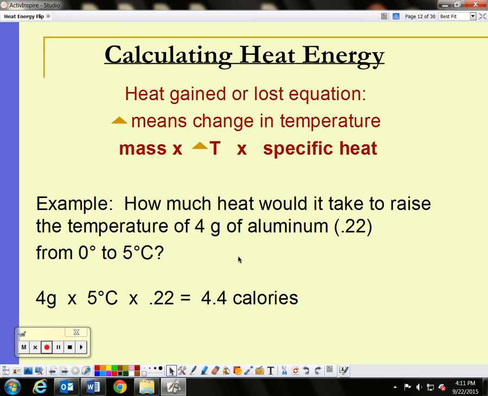It says how much heat would it take to raise the temperature of 4 grams of aluminum. The mass is 4 grams of aluminum. 0.22 is your specific heat, from 0 degrees to 5 degrees Celsius. So our mass is 4. Change in temperature from 0 degrees to 5 degrees, your temperature increased 5. So 4 times 5 times the specific heat, which we gave you, it's right here, times 0.22, and you should come out with 4.4 calories.